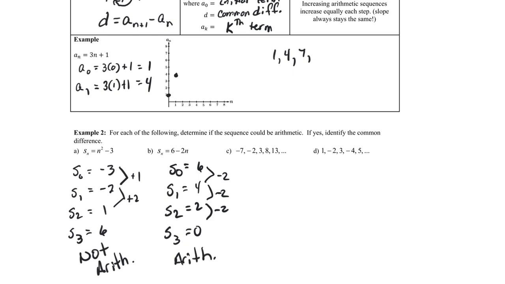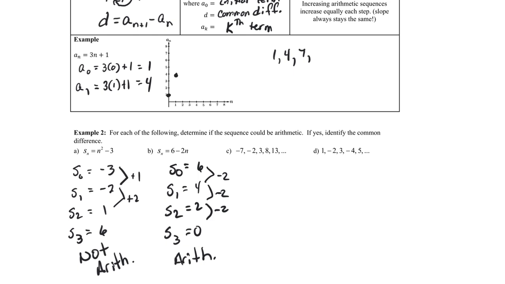Okay? And I'm going to be honest, like what I said earlier, if you can write it in y equals mx plus b form, it's going to be arithmetic. And the first one is a quadratic, so I knew it wasn't going to be arithmetic. But the next one I could write as y equals -2x plus 6, and that's a linear function. I knew that was going to be arithmetic.